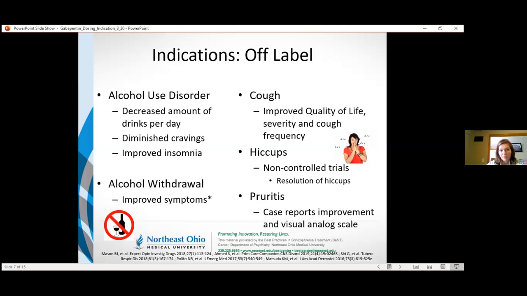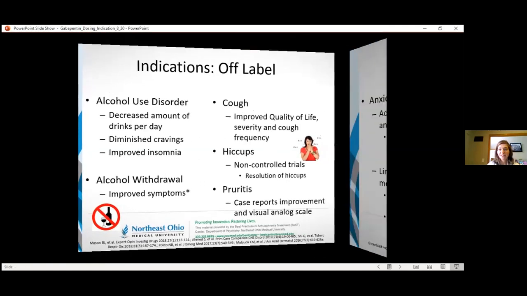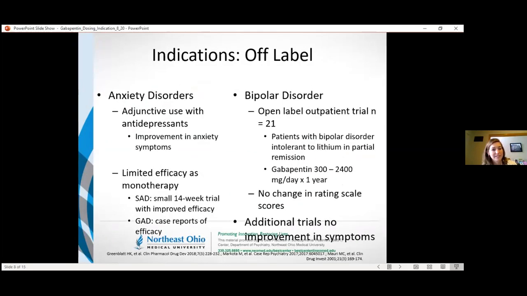So we see improvement both on the substance use disorder side as well as with some medical conditions. But just because we use things off-label doesn't mean it always has a robust body of evidence. And that's why I wanted to pull up these last two.